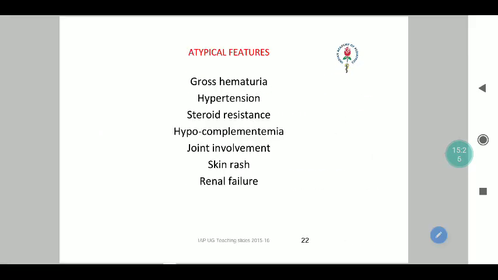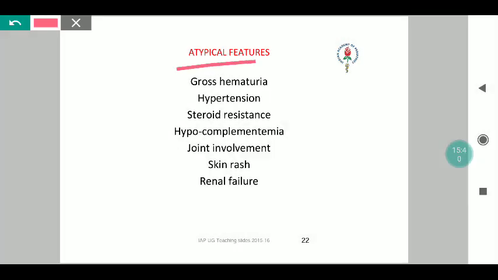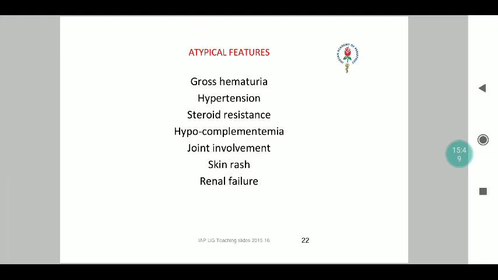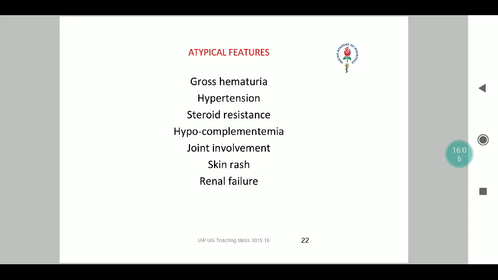Now, in nephrotic syndrome, you should also look for certain atypical features like hematuria, hypertension, steroid resistance, reduced complement levels, joint involvement, rash, and renal failure. Why these are called atypical features is that 99, or rather 999 times out of 1000, you will not see any of these. Presence of hematuria goes more in favor of AGN, hypertension again goes more in favor of AGN, but in complicated nephrotic syndrome you can get it. So just as a star mark you should know these can be the atypical features as well. So there can be a brief overlap of symptoms, but it is highly rare and highly unlikely.